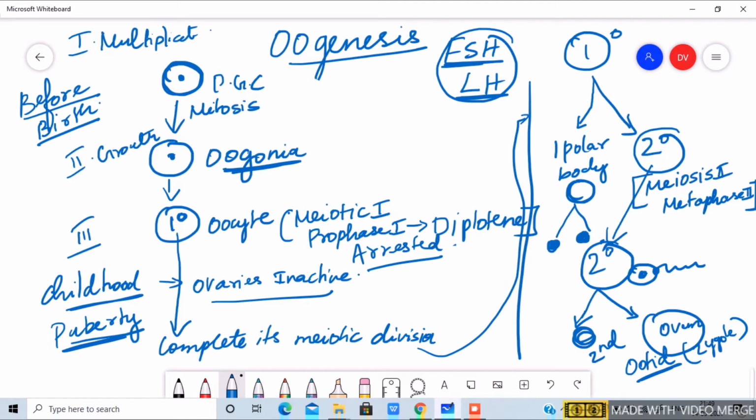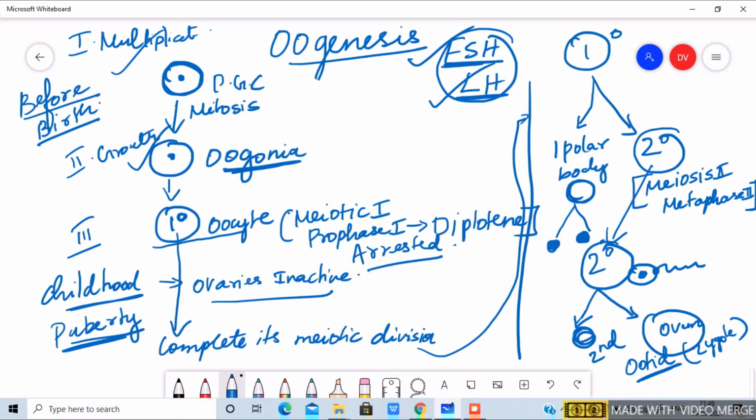So quickly let me tell you. It starts with a primordial germ cell. It undergoes mitosis and forms oogonia. Oogonia grow and differentiate to form the primary oocyte. So in this multiplication and growth phase, the primary oocyte is formed and arrested in prophase 1, the diplotene stage of meiosis 1. Until this, it happens before birth, and during childhood there is no change, the ovaries are inactive. Only after puberty do the hormones, follicle stimulating hormone and luteinizing hormone, come into play and the division resumes.